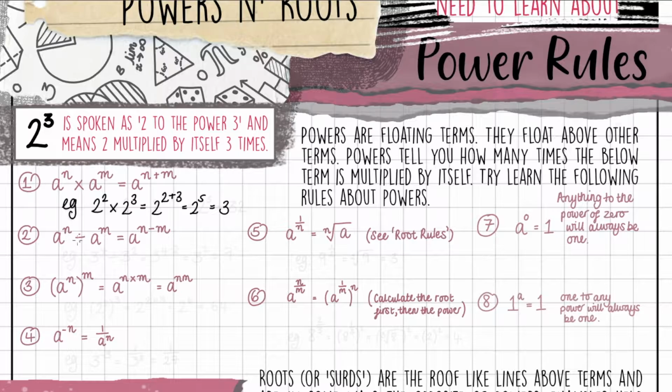Next example, we've done the times, time for the divide. a to the n divided by a to the m is equal to a to the n minus m. You see, when we times, we add the powers. When we divide, we take the powers away. 3 to the 4 divided by 3 squared. Well, that is just 3 to the 4 minus 2, which is 3 squared, which is 9.